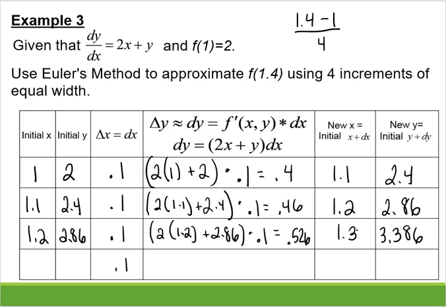So you go to your next increment. I'm sorry, this is my new initial point.